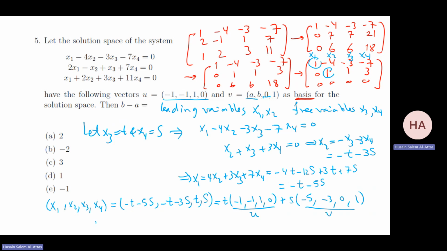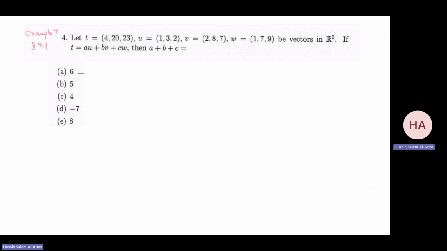So I have A equal minus 5, be careful, and B minus 3. So it will be B minus A: minus 3 plus 5, which is 2. So this is my answer.